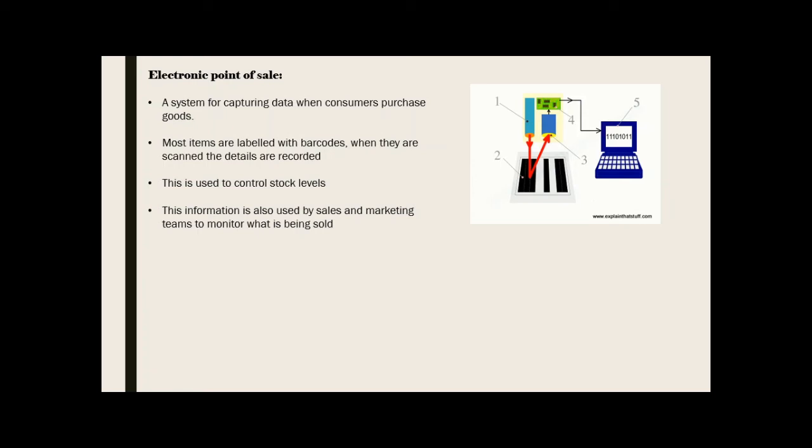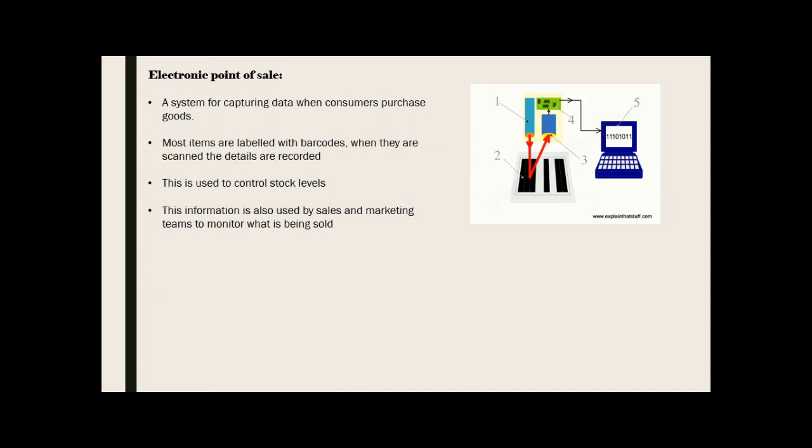Now what they are actually scanning is the light reflecting off the white part. I know in this diagram it's looking at the black part, but actually the light is reflecting off the white part and bouncing back to the machine. What this does, first of all, is tell the till that is a tin of baked beans and it costs 89p or whatever it is.